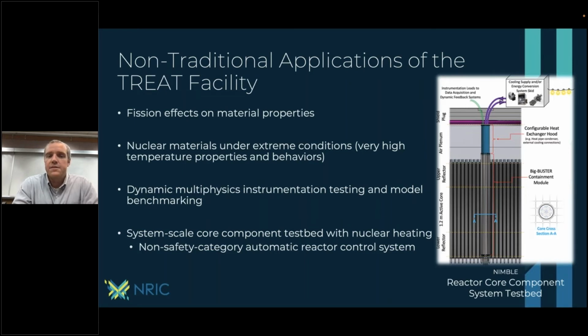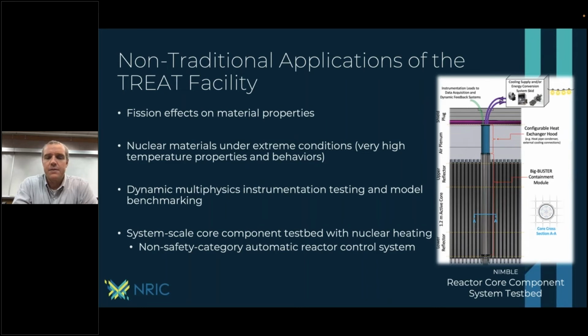Dynamic multiphysics instrumentation testing and model benchmarking. So TREAT is inherently a multiphysics environment typically. It's a great place to look at dynamic behaviors and interactions in these physics. And some of our experiments, almost all of our experiments generally lend well to that, but I think that there's opportunity to consider setting up unique things for that explicit purpose.